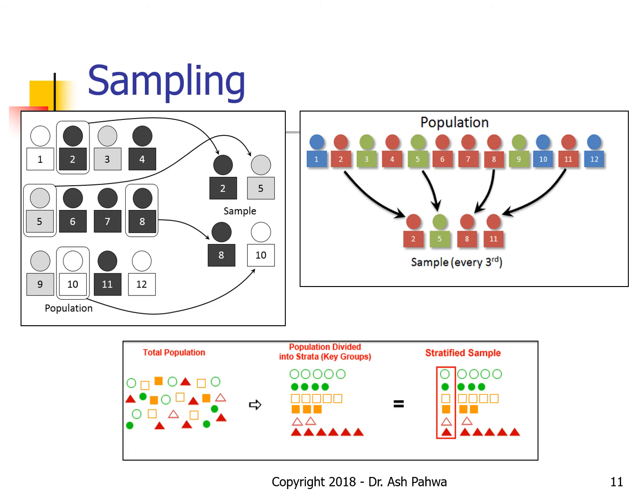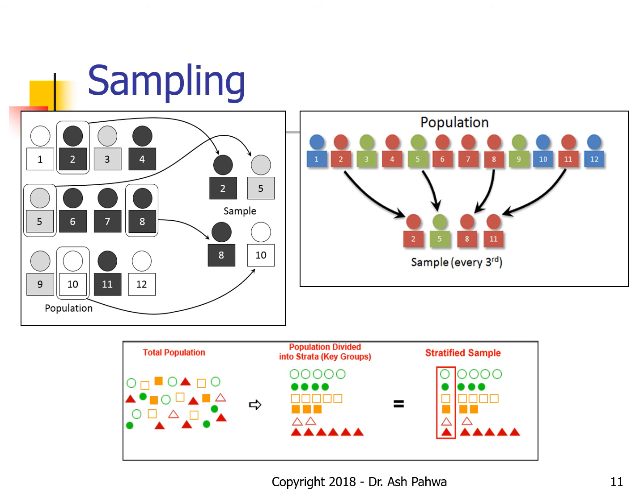Now let us look into the concept of sampling. Sampling basically means that we have a population from which we intend to extract some information for that sample. For example, if our population has these people from number 1 to number 12, and I can pull out some of them.